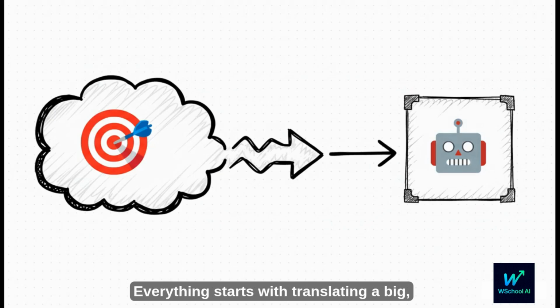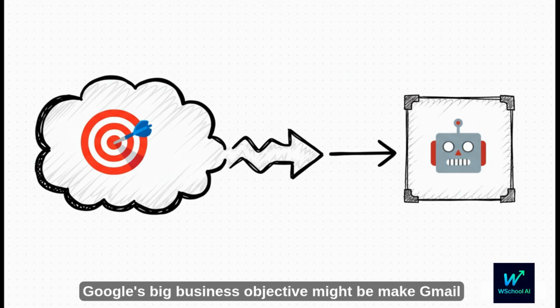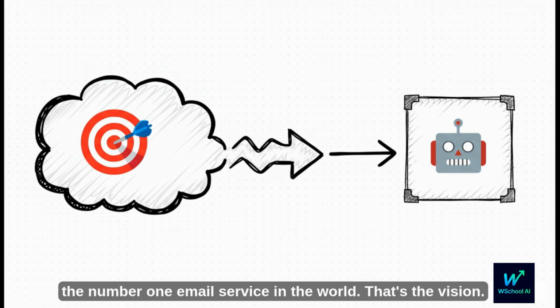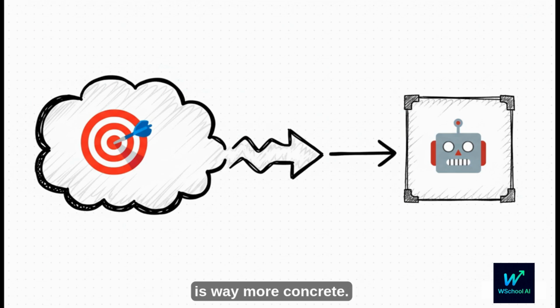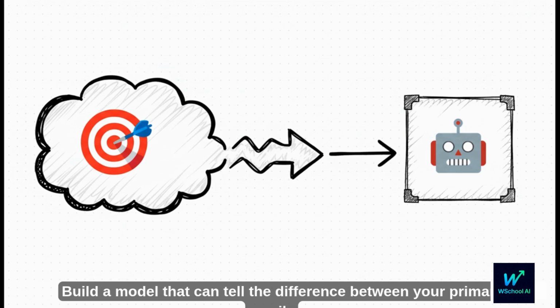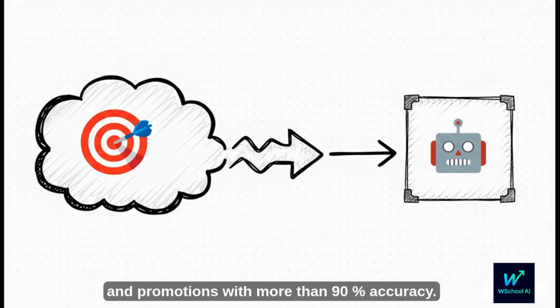Everything starts with translating a big, kind of fuzzy business idea into a super specific, measurable machine learning goal. So for example, Google's big business objective might be: make Gmail the #1 email service in the world. That's the vision. But the machine learning goal that supports it is way more concrete: build a model that can tell the difference between your primary emails and promotions with more than 90% accuracy. One's a dream, the other is a job to be done.